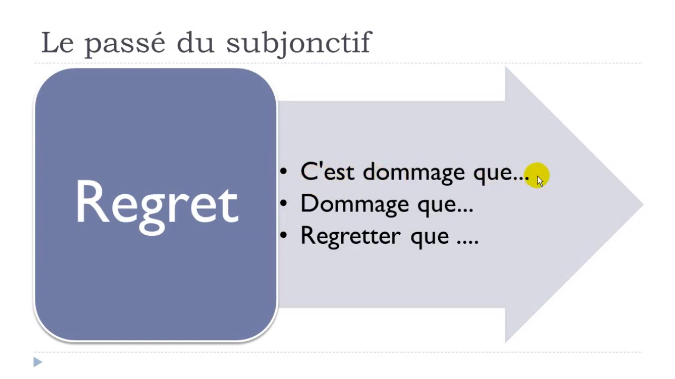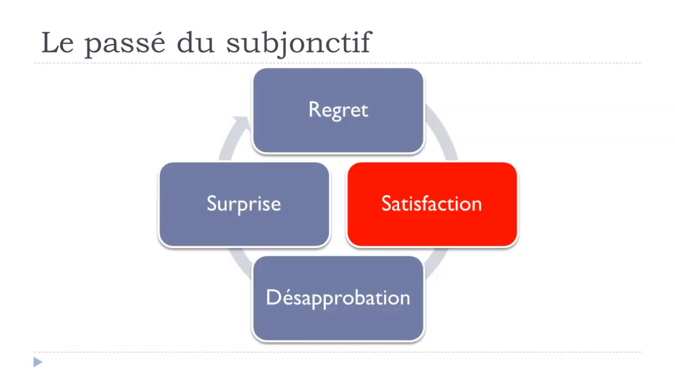C'est dommage que, okay, it is a pity that, and then if you continue with a past structure, it should be at the passé du subjonctif. Dommage que, well, exactly the same thing, but then it's more spoken because you've been dropping the subject and the verb, so you can use that orally. Maybe not in formal situations, it would be better to use this c'est dommage que, okay? And then regretter, to regret, que, okay? And after that, you should put this passé du subjonctif, of course, if what comes after should be at the past form, all right?